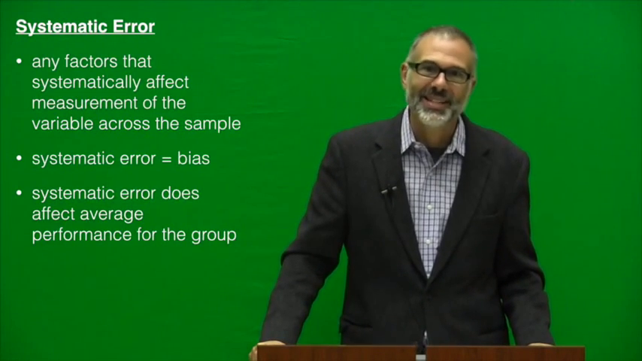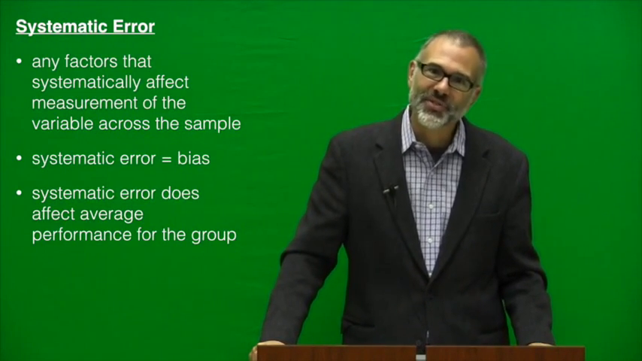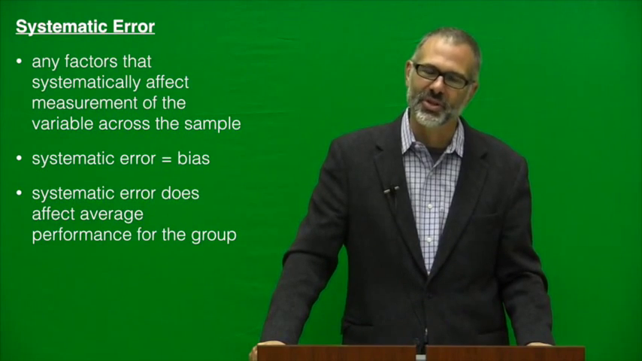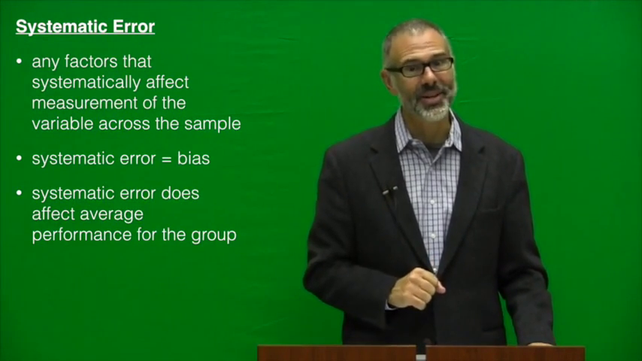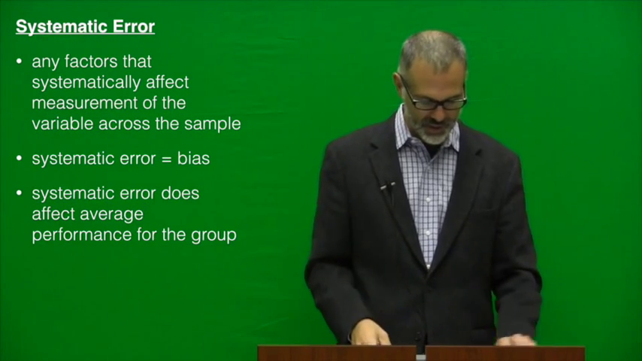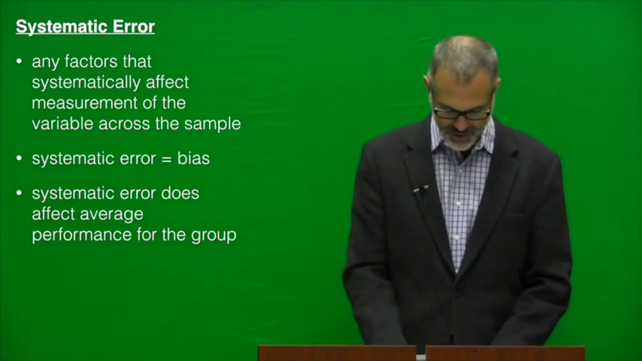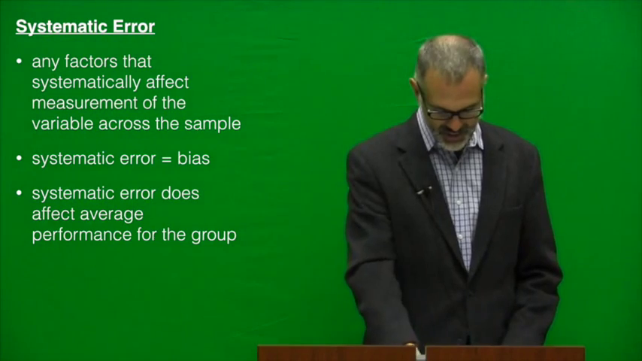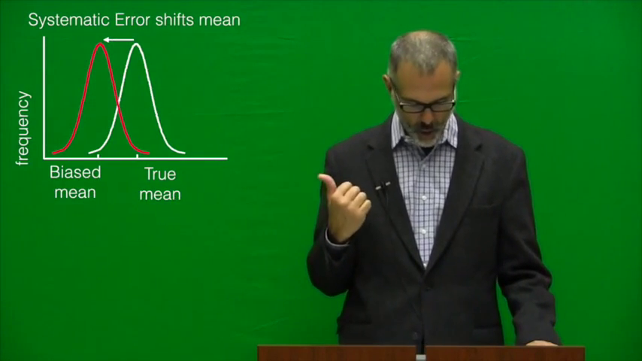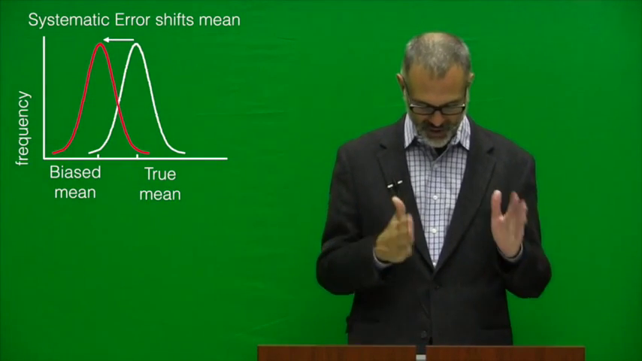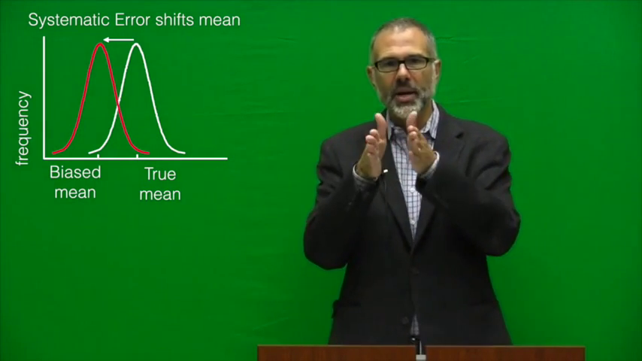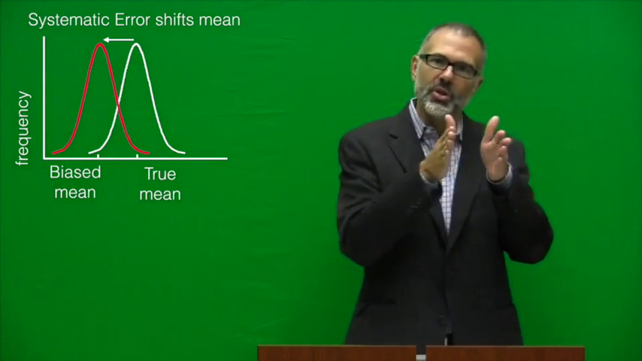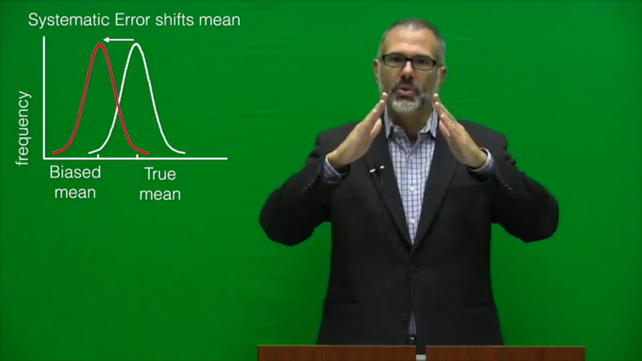Systematic error is bad because it shifts the mean of the distribution and doesn't just increase variability. It does increase variability, but it also shifts the mean of the distribution. And we often refer to this as bias. You can see that in this picture right here, where we have a distribution with systematic error and a distribution without systematic error. So systematic error moves the distribution, random error spreads it out.